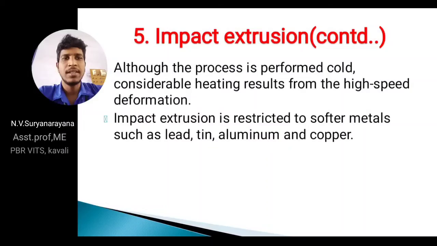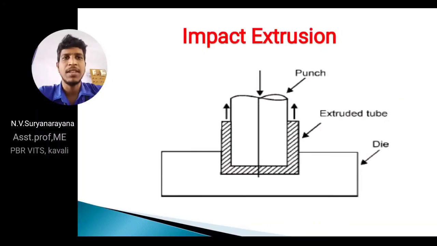Is this process restricted to soft materials, that means lead, tin, aluminum? Except these materials, we are using other materials for impact extrusion. In this figure I am showing a punch which is used to strike the die. After striking, the extruded tubes are produced by using impact extrusion.